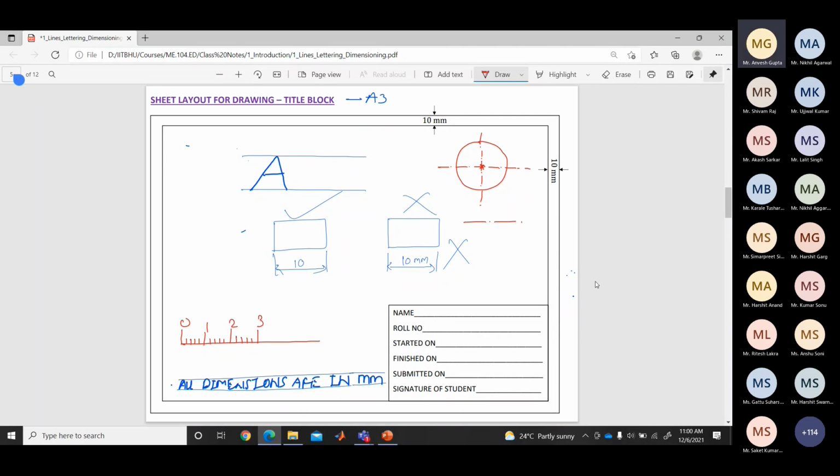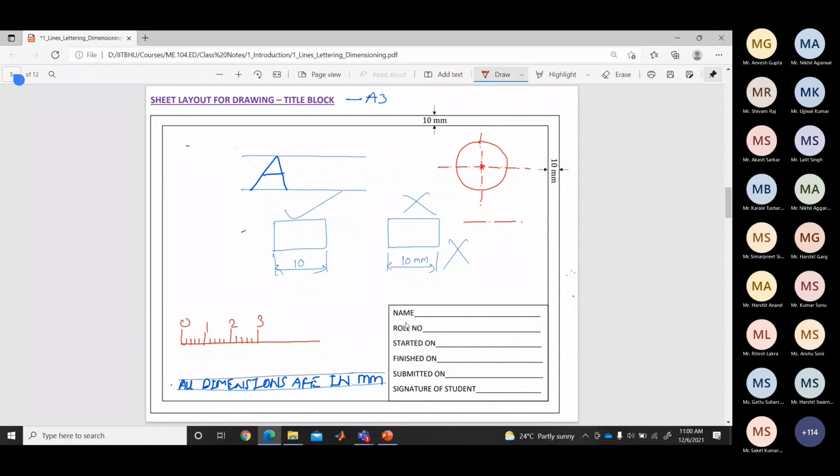There is no particular dimension for the title block, because it depends on the length of your name. You can fix the size of the letters, this is your choice. Just make it visible, so everyone can easily read what is written.